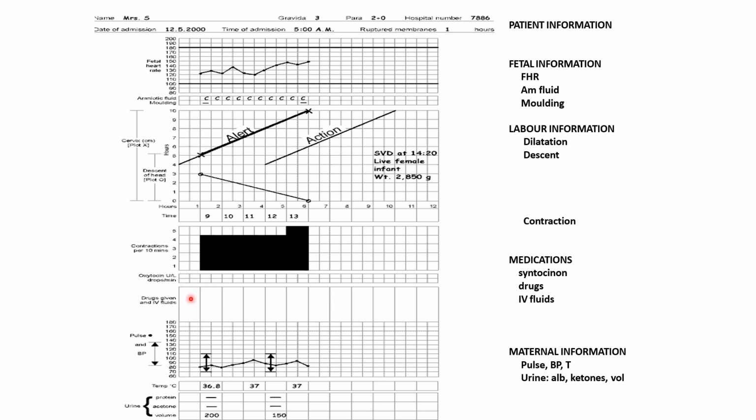And down below, if you have given any other drugs to the mother, that is what you are supposed to write over here. And you should write the amount of IV fluid introduced. If you have given 500 ml of ringer lactate solution, write here 500 RL. Okay, then the next section is maternal information.